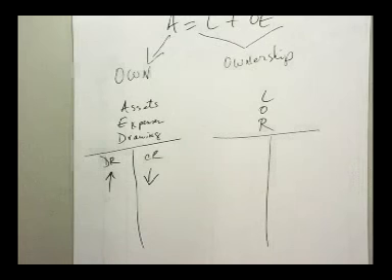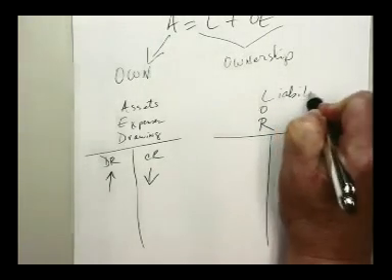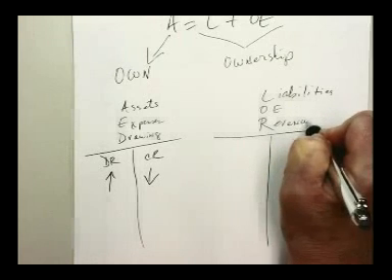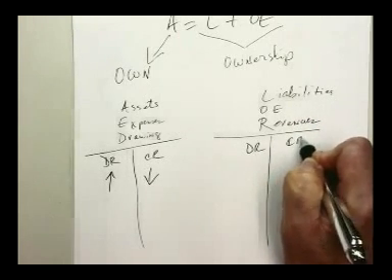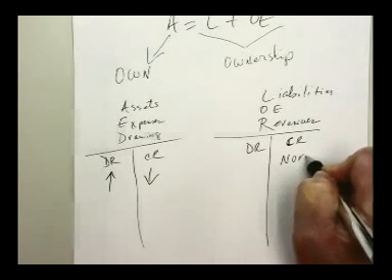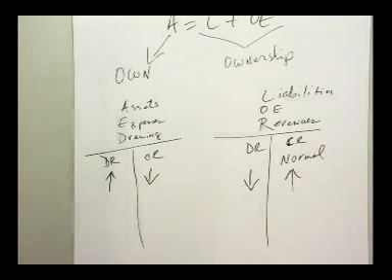Okay? But LORs are the other three accounts in our primary system: liabilities, owner's equities, and revenues. They all follow the same rules. They all have a debit side and a credit side, but these have normal credit balances, so they increase on the credit side and decrease on the debit side.